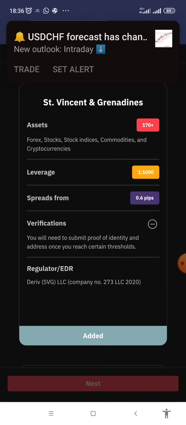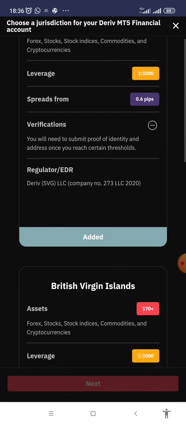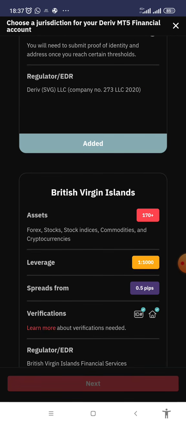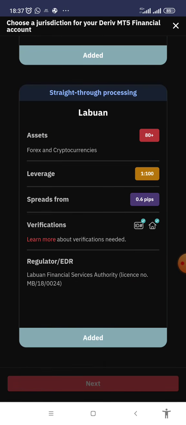But DERIV is being transparent to the extent that they want you to know all that is happening. If you are using an account, you know which country that account is being hosted in, which servers are hosting your account, and the regulators of that account. And that will also tell you that you could have multiple accounts from different servers or different countries under the same broker, which is a clear message you are seeing over here.